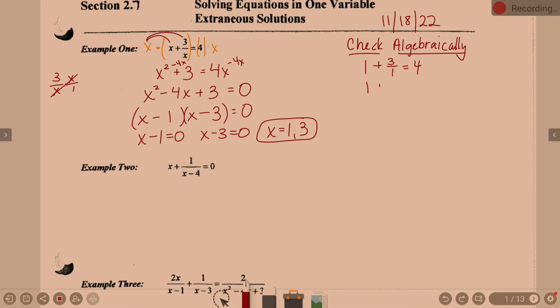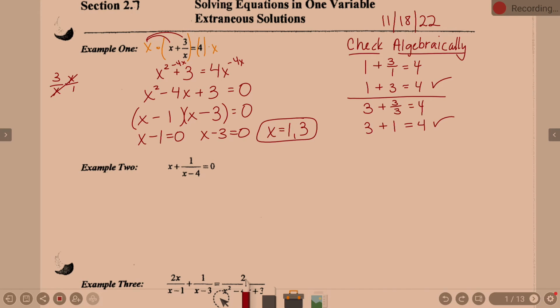Yeah, 1 plus 3 equals 4. Check that one. Now if I plug in 3, 3 plus 3 over 3 equals 4. Does that check? Yeah. 3 plus 1 equals 4.